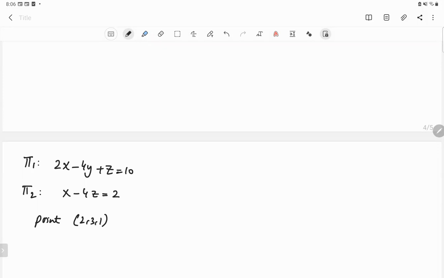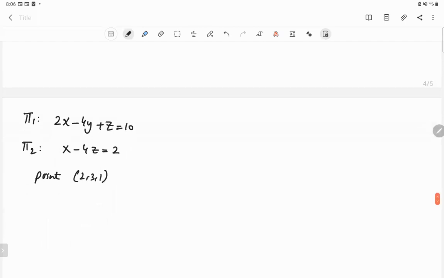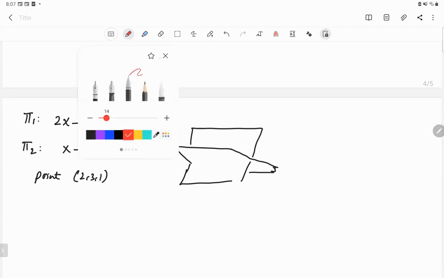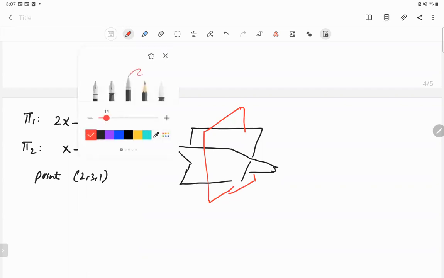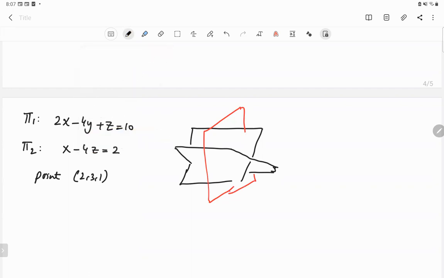Now I try to draw the diagram. This is one plane. So these are the two planes which are intersecting, and the plane whose equation we want to calculate is perpendicular to both of them. Or I think the best way to draw it is like this.